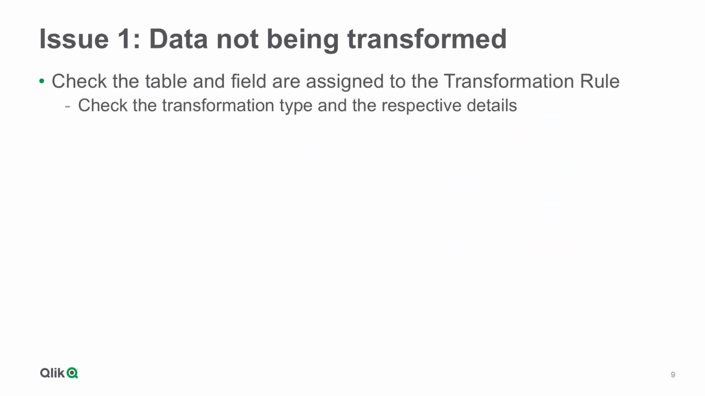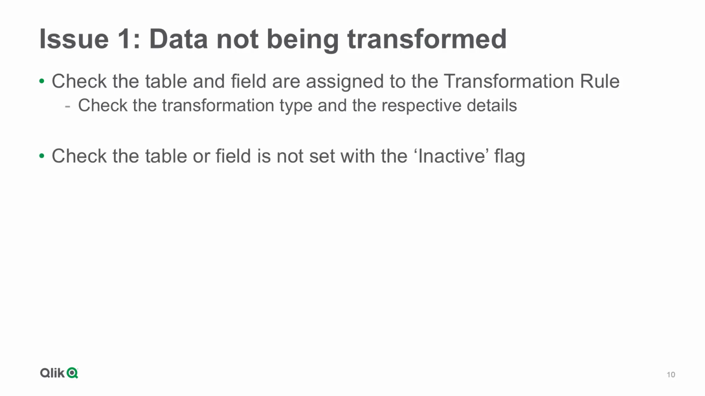Check that the table and field are assigned to the respective transformation rule. If needed, check the transformation type assigned and the respective details as well to help ensure the transformation will occur as expected. Check that the table or field is not set with the inactive flag, as this indicator is used by the export program to exclude transformation for that object.